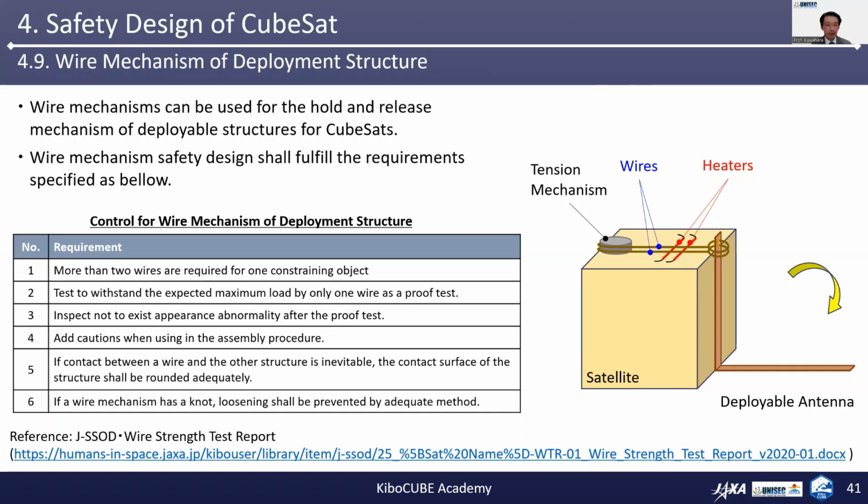The assembly procedure shall be carefully specified. Also, if contact between the wire and the other structure is inevitable, the contact surface of the structure shall be rounded adequately. Finally, if the wire mechanism has a knot, loosening shall be prevented by an adequate method. More information can be found in the reference document below, which is one of the document templates related to the KiboCUBE application.